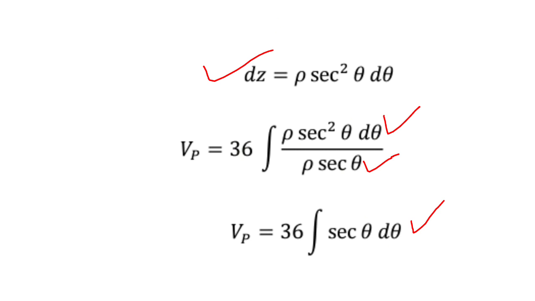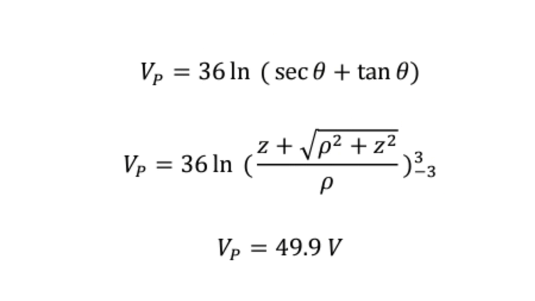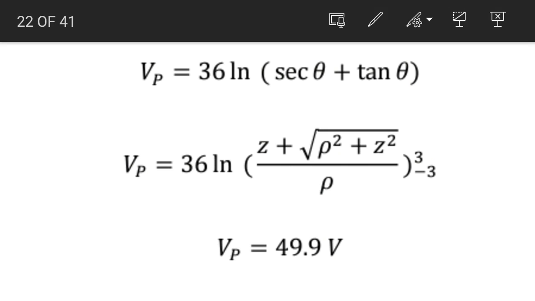If we integrate secant theta, the integration of secant theta is log of secant theta plus tangent theta. So tangent theta will be equal to z by rho.